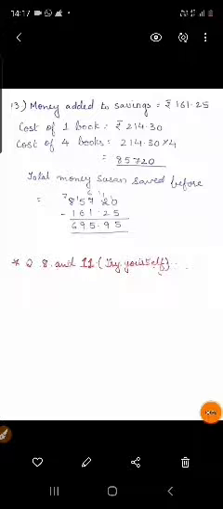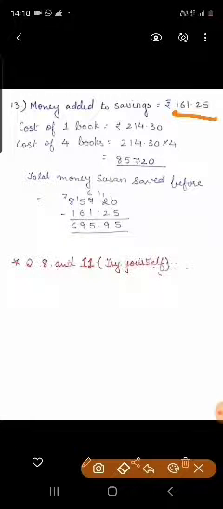Moving forward, children, we'll do one more question from this exercise, which is question number 13. Susan adds rupees 161.25 to her savings and spent all the money on buying 4 books of rupees 214.30 each. How much money had Susan saved before she added rupees 161.25? Now, the money she has added to the savings is 161.25, and over here they are saying the cost of each book, that means one book, is rupees 214.30.